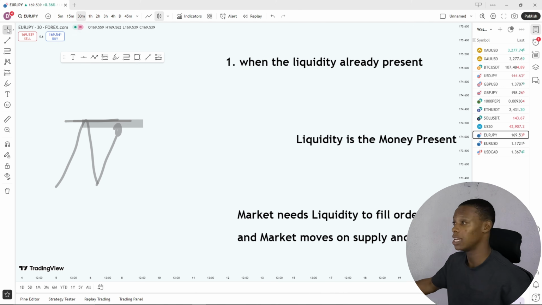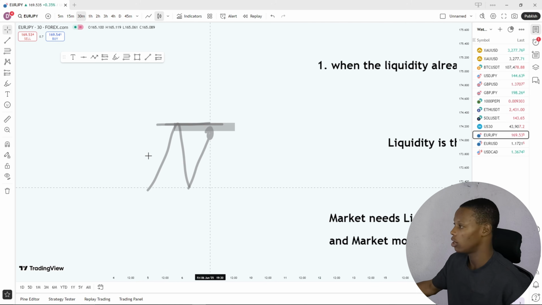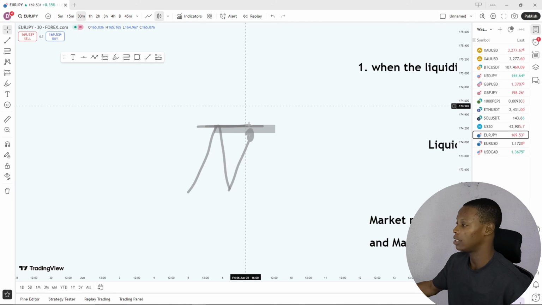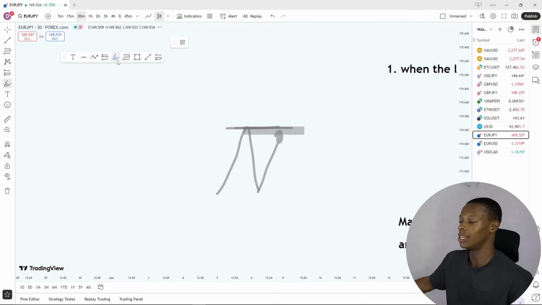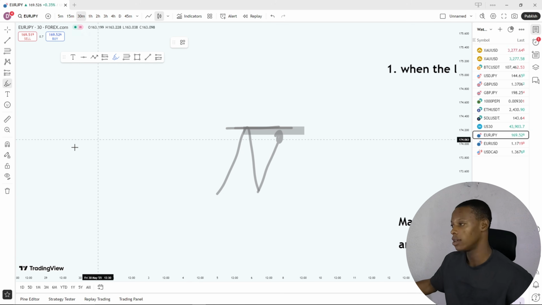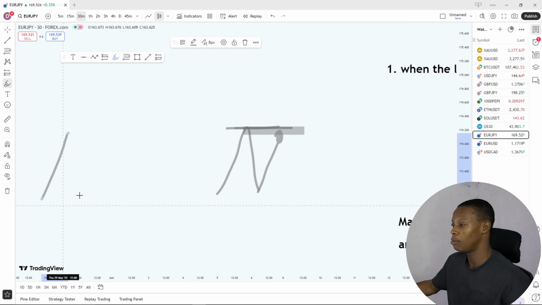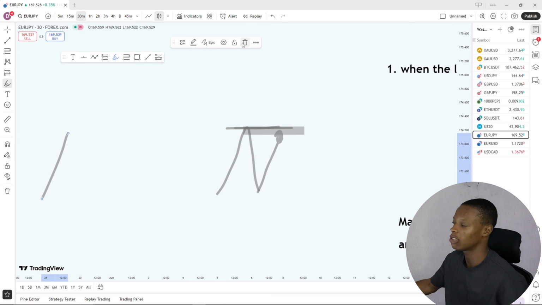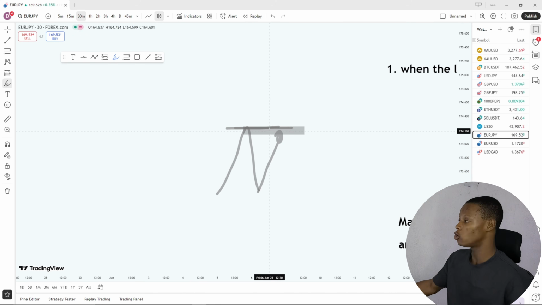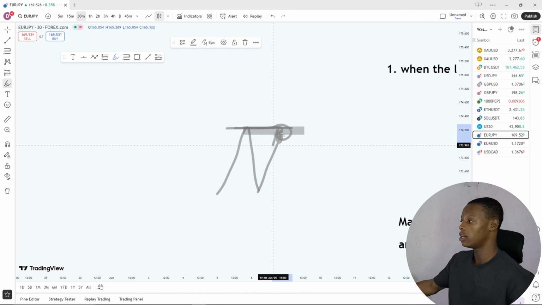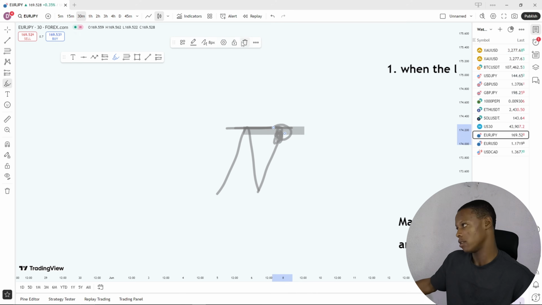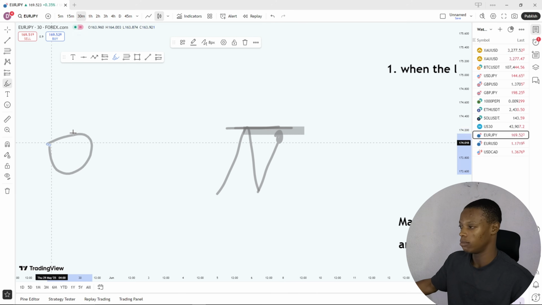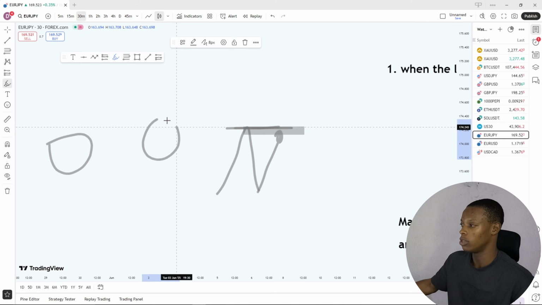If they don't enter the market, the price will not go in either direction. For them to enter this market, they're going to need people who are going to trade against them. Maybe you're trying to buy, you're going to need people who are selling that same currency. If they're trying to sell, they're going to need traders who are buying that currency. So at this supply level, they need traders who are going to be selling. If they're trying to buy, then they're going to need someone who is selling.